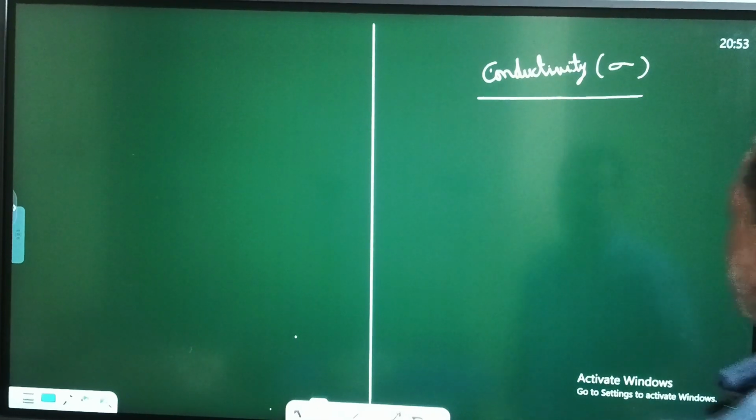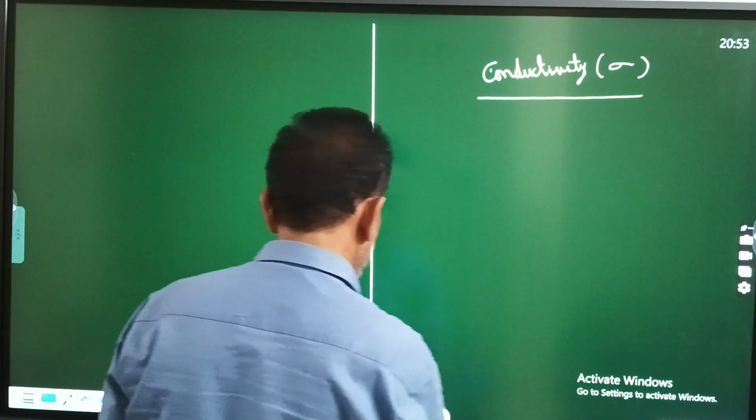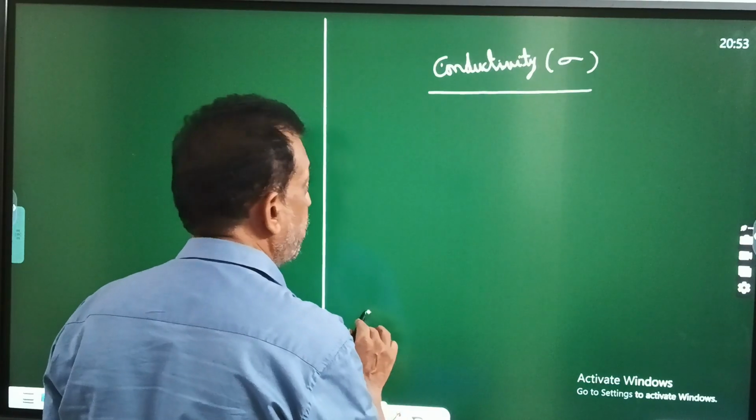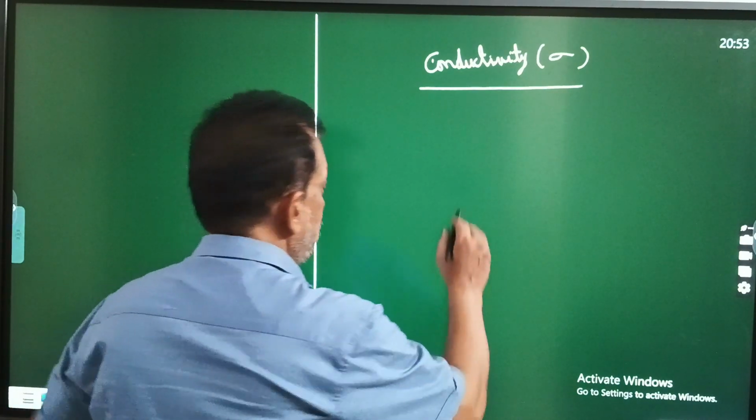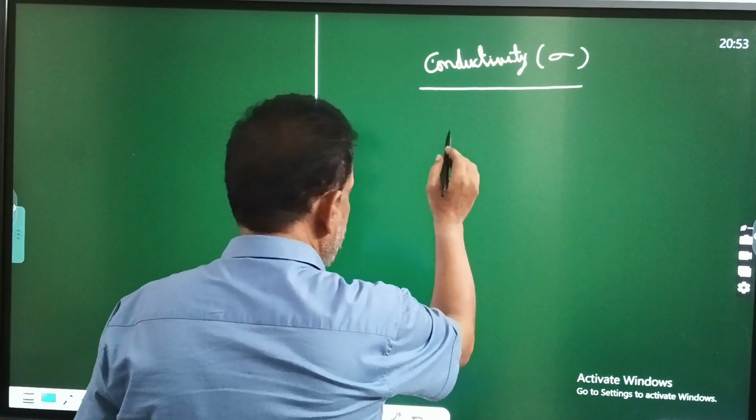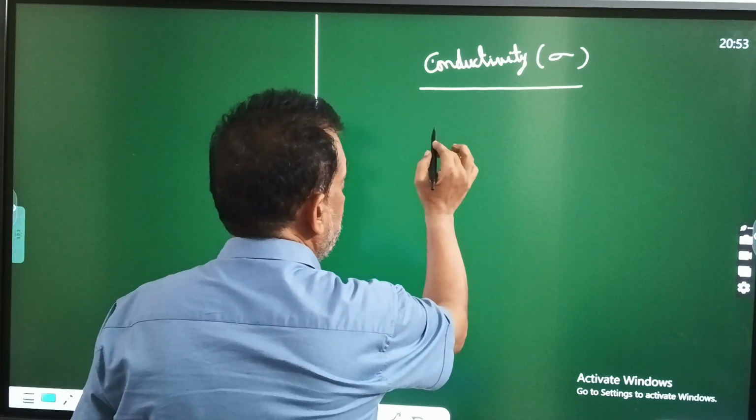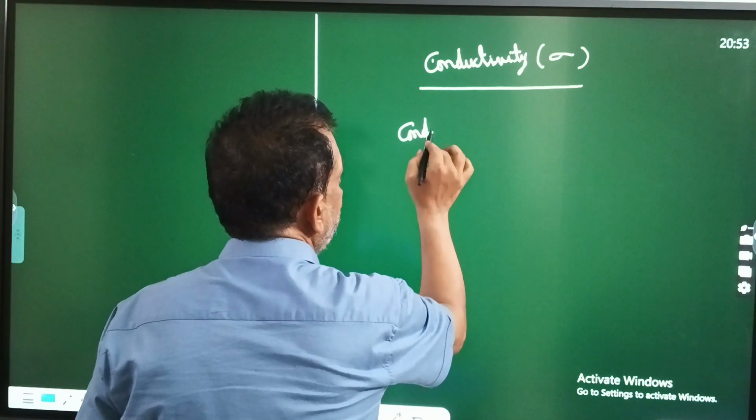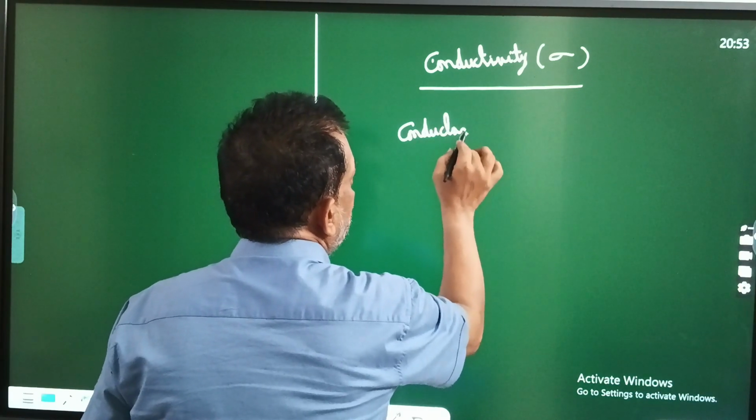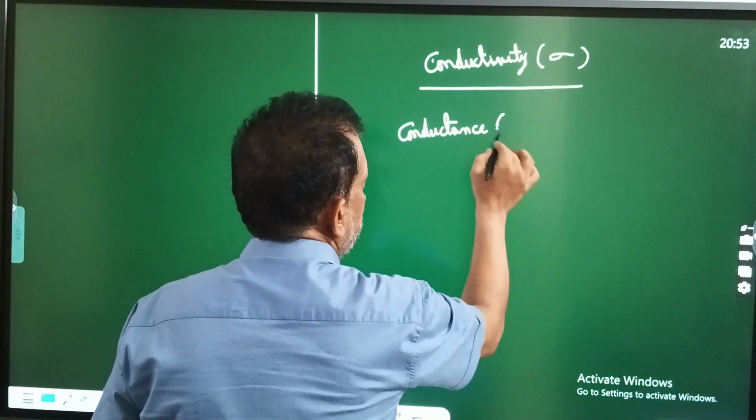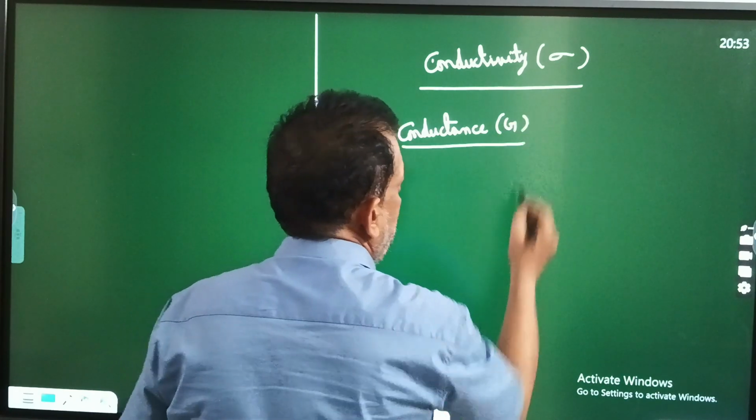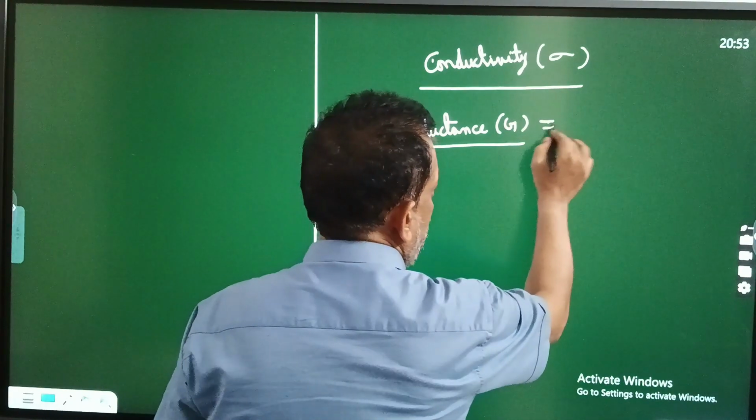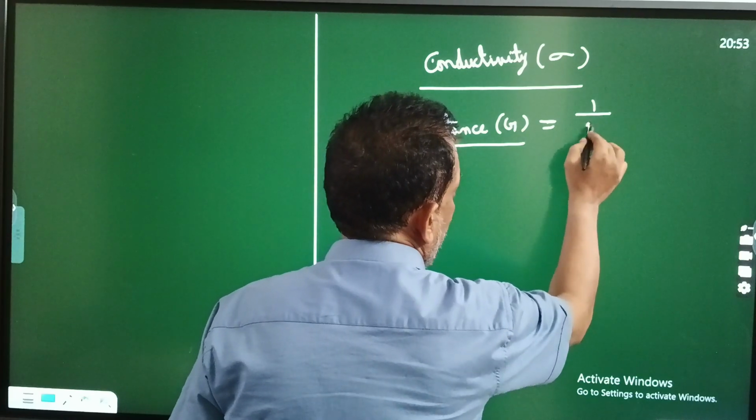Conductivity symbol is sigma. Now, how to find the dimension formula? Now we are going to discuss conductance. Conductance symbol is G. The reciprocal of resistance is called conductance, 1 by R.